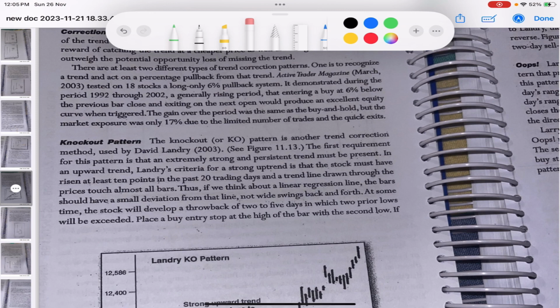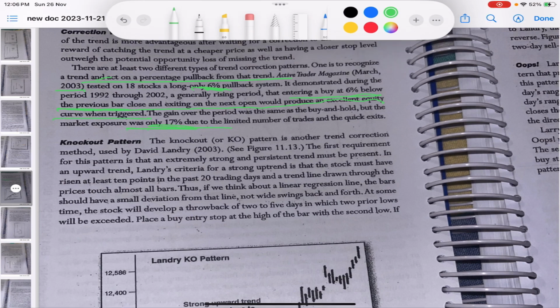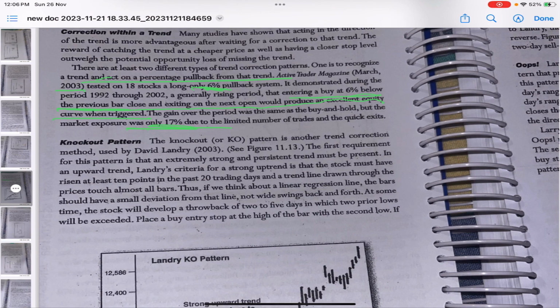Okay. Alright. So next, how do you basically identify the percentage of the pullback, or how do you know until when the pullback can retrace? For that, what I personally do is I use the fib retracement tool, but what you can do is basically act on the percentage pullback. How much percentage do you expect for a usual pullback to be, and then from then on you can see. So the Active Trader magazine tested in 2003 on 18 stocks the 6% pullback system: buy at 6% below the previous bar and exit on the next open. So that was only 17%, because obviously you can't really test a system on just 18 stocks.